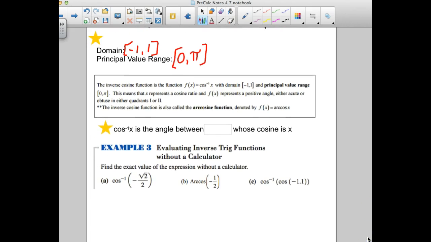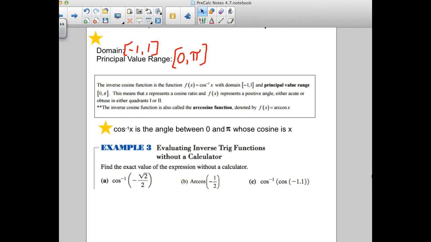It says the inverse cosine function is the function f of x equals inverse cosine of x with domain from -1 to 1 and principal value range from 0 to pi. This means x represents a cosine ratio and f of x represents a positive angle, either in quadrants 1 or 2. The inverse cosine function can also be written as arc cosine. So the question you are going to ask yourself, again, highlight this, put a box around it. Inverse cosine of x means we want the angle between 0 and pi whose cosine is x. We want the angle whose cosine is x.